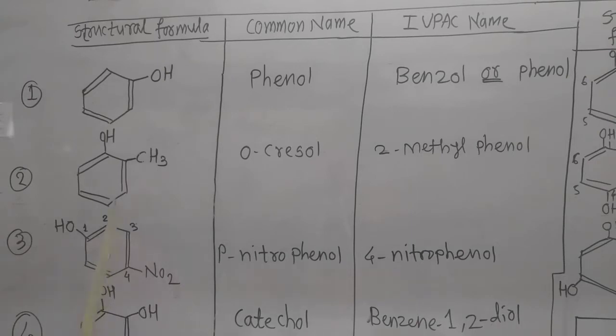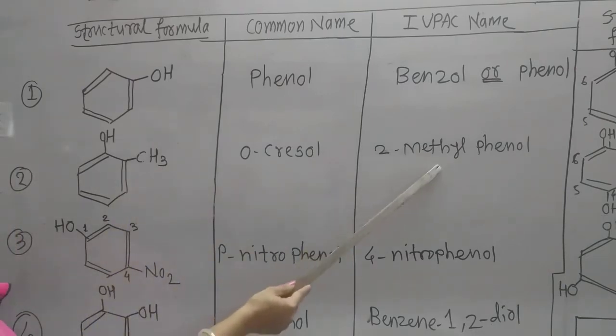Now here is the numbering for the IUPAC name. The carbon at which the OH group is attached to the benzene ring is carbon number 1. Then the others are 2, 3, 4, 5 and 6. As the methyl group is nearest to this side, the numbering is done from this side: 1, 2, 3, 4, 5, 6. So the IUPAC name of this phenol is 2-methyl phenol. That is the IUPAC name.